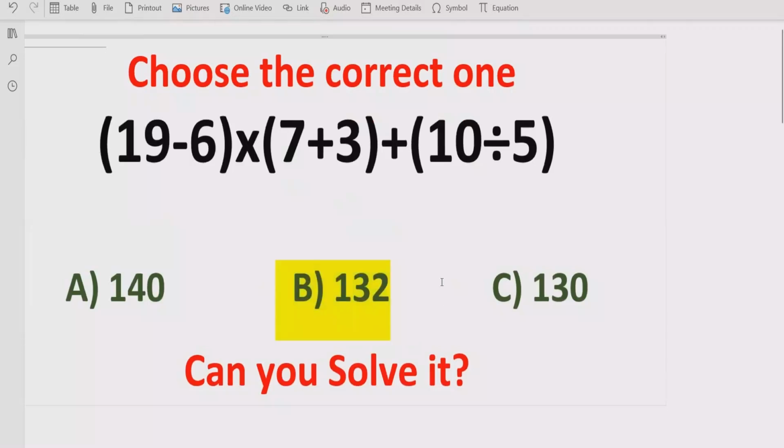So I hope you understand how you can solve the given expression using the PEMDAS and BODMAS method and find out the correct result. So that's it for today.